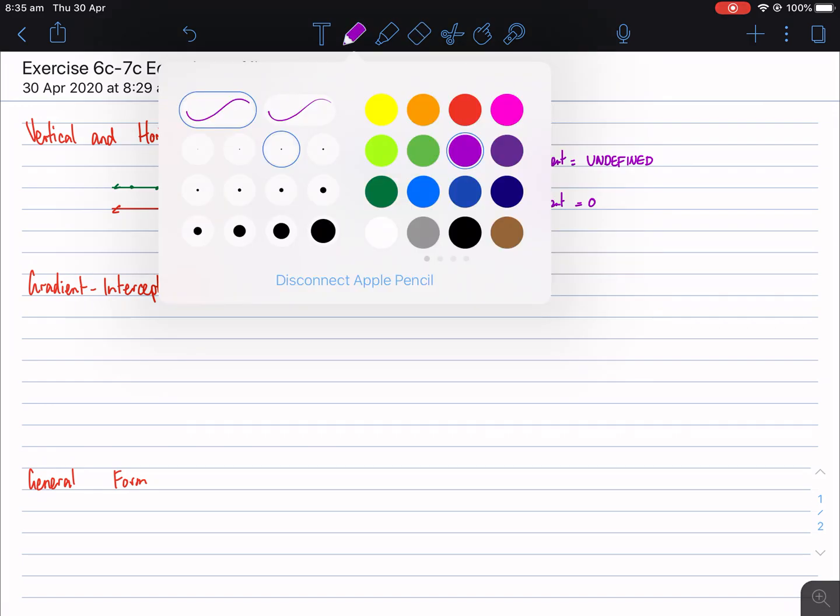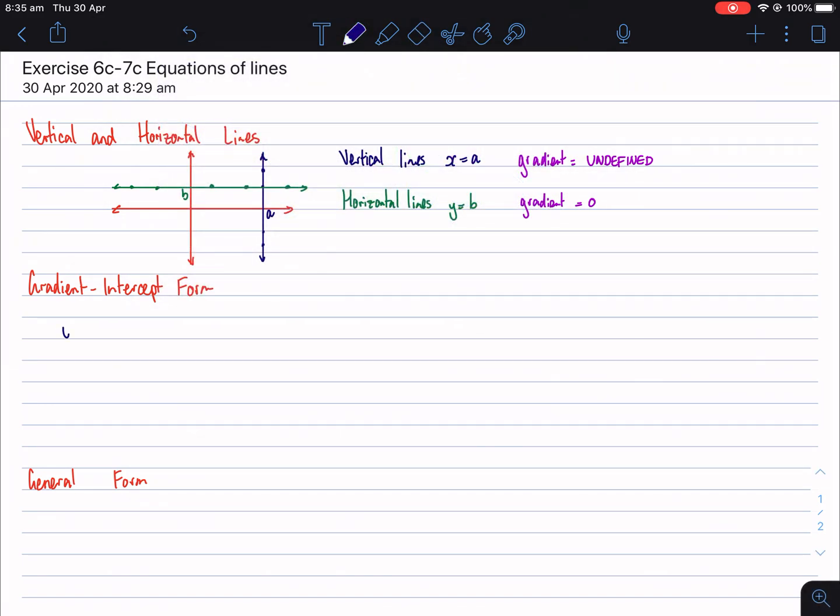Okay, gradient intercept form. You remember this? Well, you will. Y equals mx plus b, where m is your gradient, which is y2 take y1 over x2 take x1. B, or do they call it C in this course? Hang on. C in this course. I can't remember which one I taught you in year 10. It always changes. It actually doesn't matter because it's literally just a constant. It's just the number at the end. So I don't care if you call it B or C. It is the y-intercept.